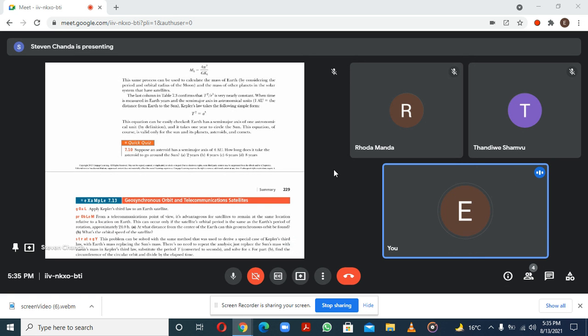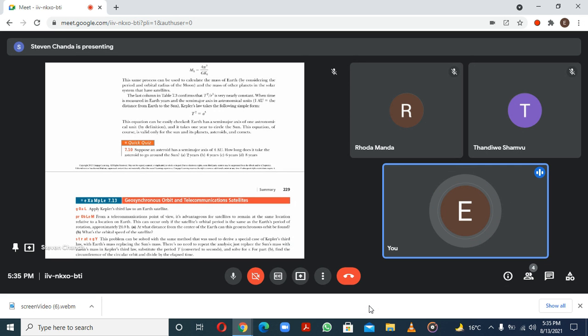At what distance from the center of the Earth can this geosynchronous orbit be found? So geosynchronous simply means that it's moving at the same pace as the Earth. It's in sync with the Earth. I'm just trying to explain this so that we can understand the question. What is the orbital speed of the satellite?